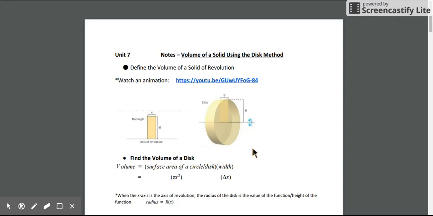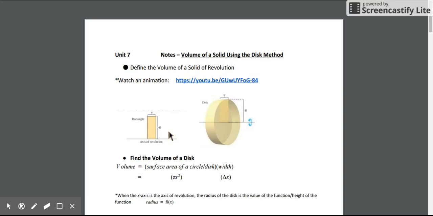Well, in calculus, we can start to really think about volume in a pretty complicated way. We can think of the height of an object being the output of a function. And if we think about that function spun around an axis, either the x-axis or the y-axis, then what ends up happening is it creates this solid type shape that has a volume.